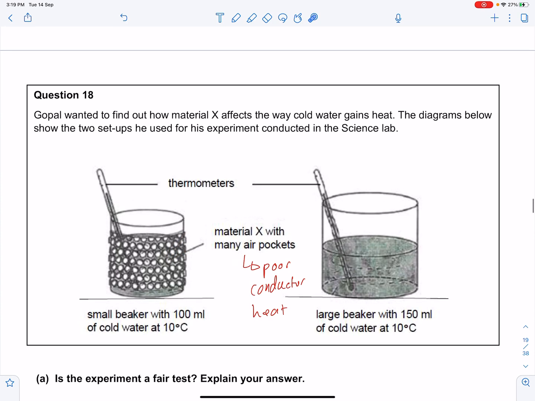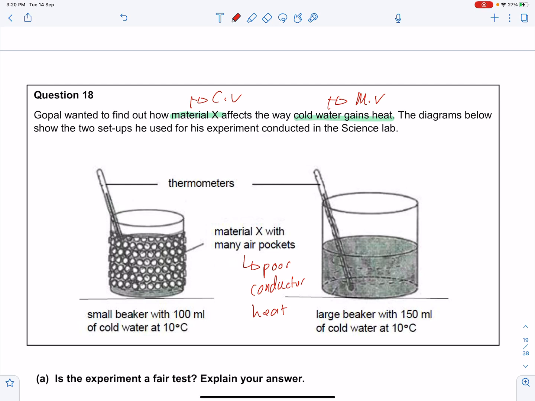Now, is this a fair test? Explain your answer. Now, the first thing I told you all to do is to identify what is your change variable. So your change variable is actually material X. So it is either present or not present. And then your measured variable talks about the rate at which it gains heat.